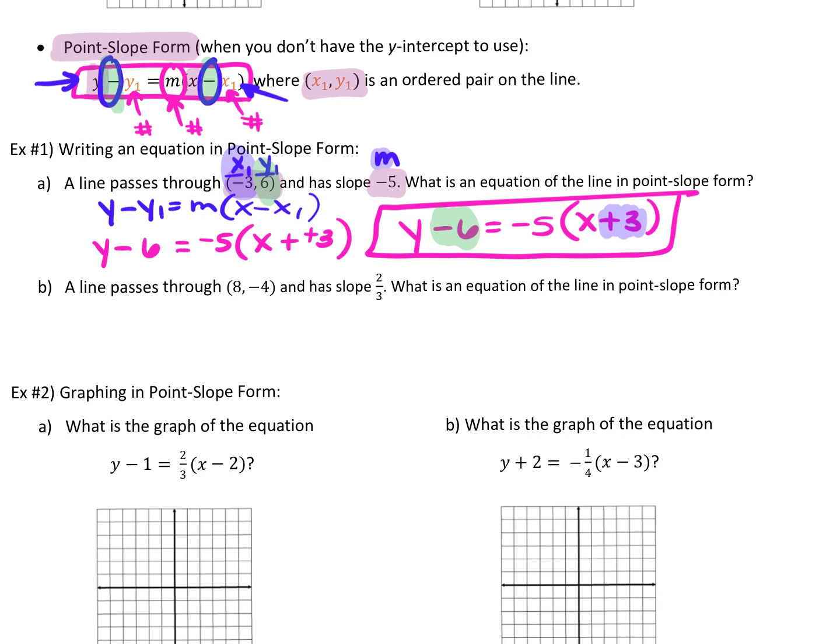All right, so you try letter B. It's gonna go through the point 8, -4, and have a slope of 2/3. Plug it into that point slope form.